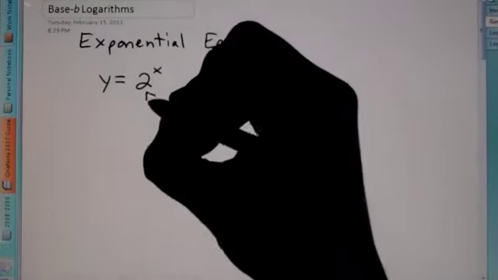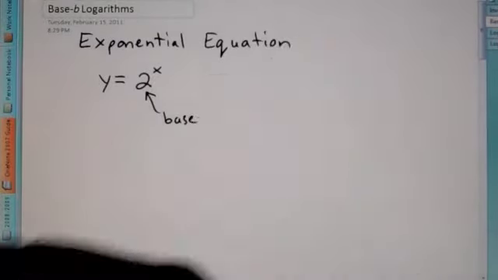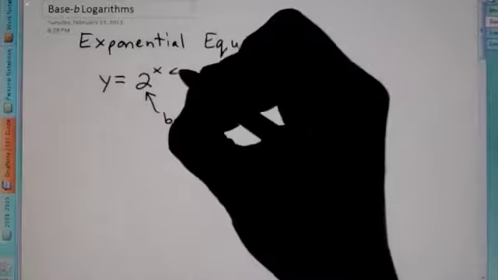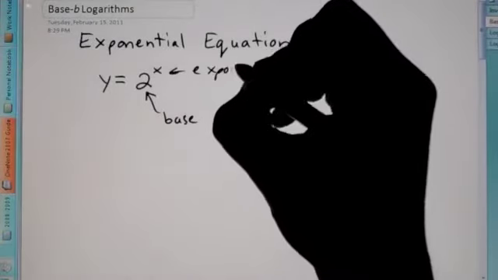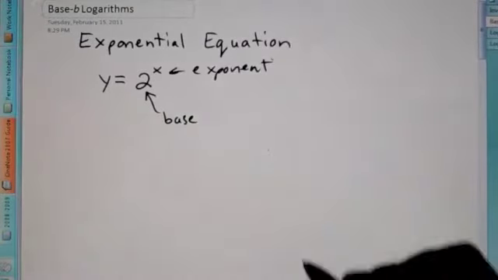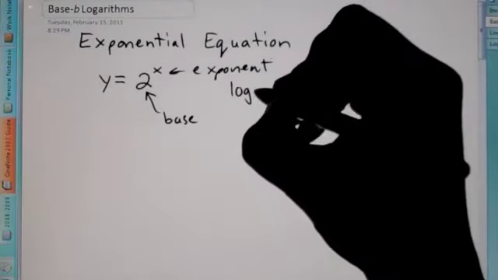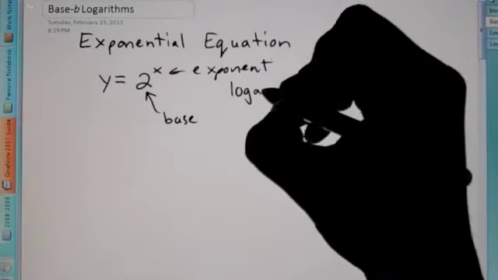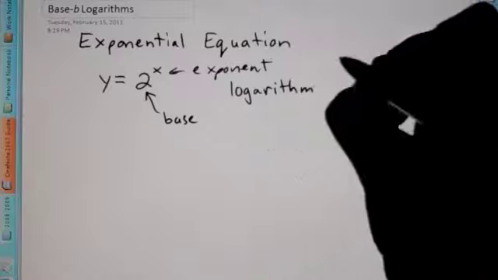Again, this is our base. So our base is 2. This is our exponent. But there is also another fancy name for that, which is the logarithm. Oops, I can't spell. Logarithm.